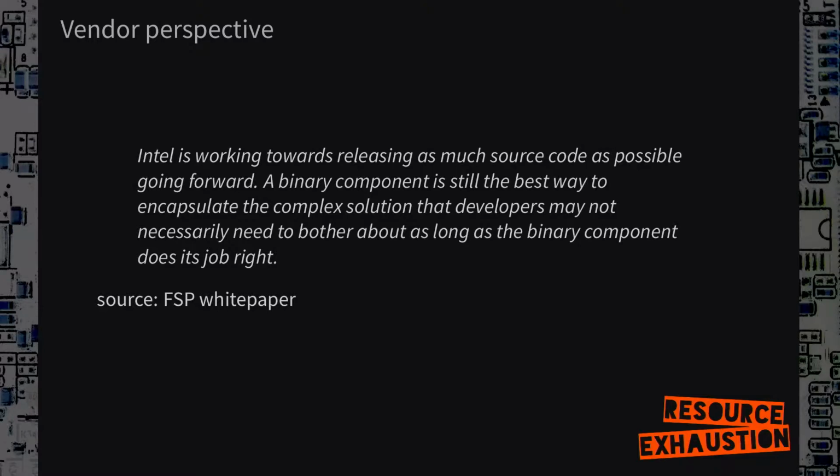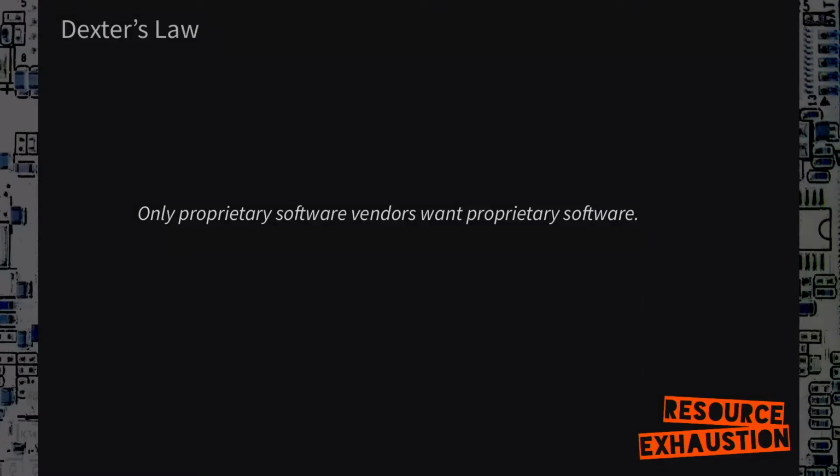Here's the vendor's perspective from Intel's FSP white paper. FSP is the firmware support package. They're saying they're working towards, well, releasing something, but actually not. So if you have a binary and it works as desired, then it's okay. Otherwise, well, not so much. But they promise it works. And the same applies for ME, I guess. Which is where Dexter's law applies, which is saying that only proprietary software vendors actually want proprietary software.